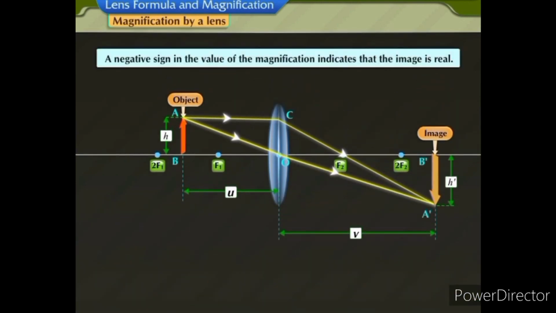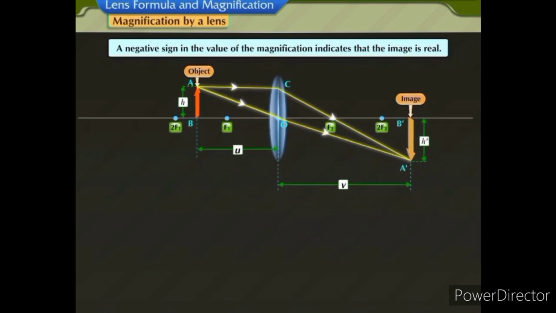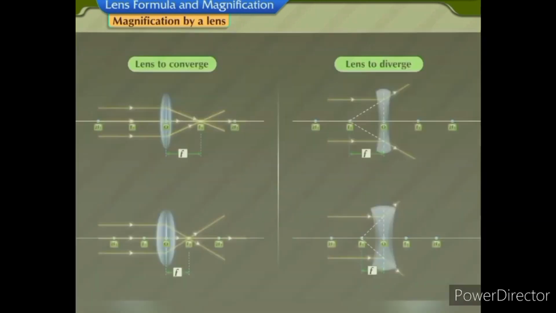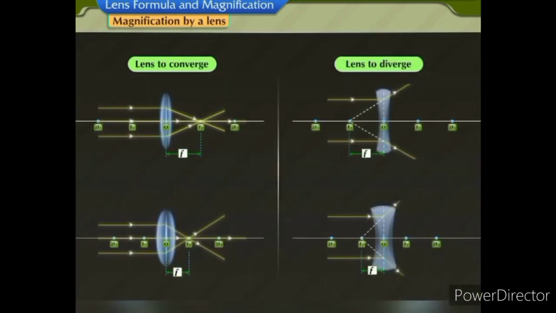A negative sign in the value of the magnification indicates that the image is real. A positive sign in the value of the magnification indicates that the image is virtual. Let us solve a numerical problem to find the magnification produced by a lens.